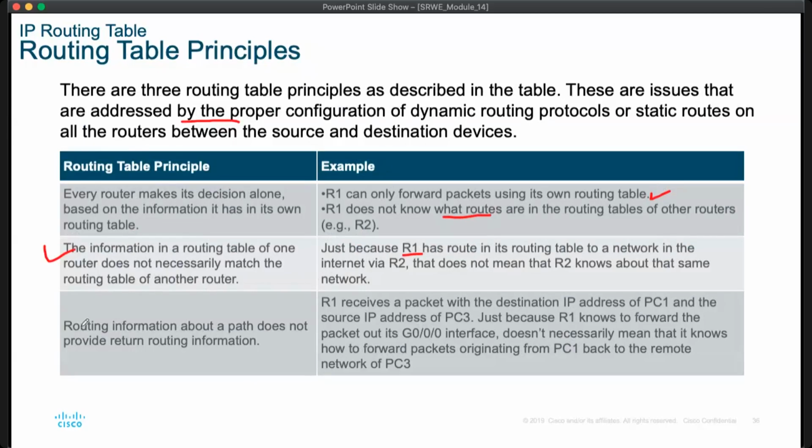And then next, routing information about a path does not provide return routing information. R1 receives a packet with the destination IP address of PC1 and the source IP address of PC3. Just because R1 knows to forward the packet out its interface G0/0/0 does not necessarily mean that it knows how to forward packets originating from PC1 back to the remote network of PC3.